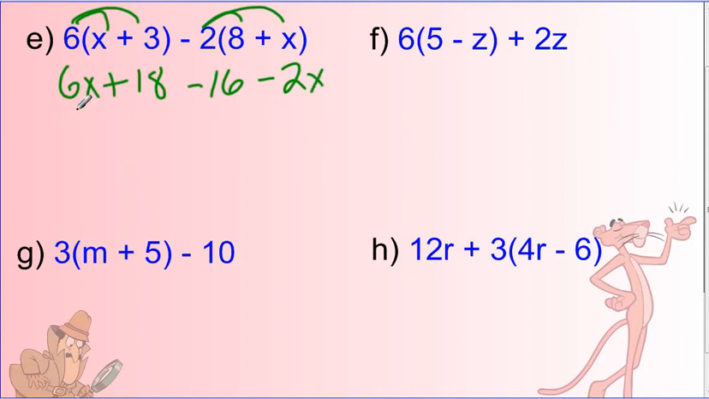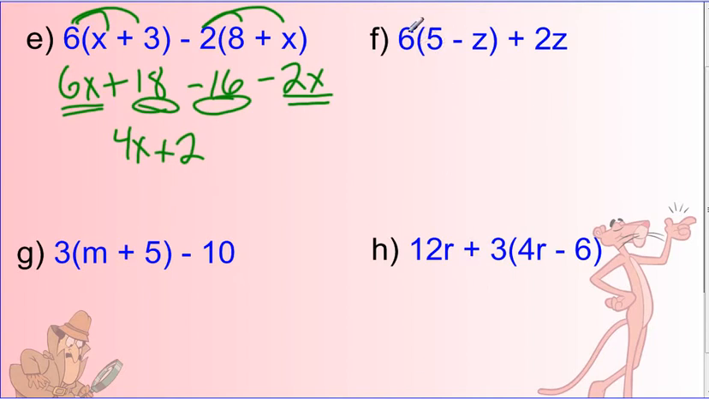Now, let's see. We've got x's here and here, so let's combine them. Positive 6 minus 2 gives us 4x. Because the signs are different, we subtract. And we've got an 18 and a negative 16. The signs are different, so we're going to subtract. Keep the sign of the bigger number. 4x plus 2.